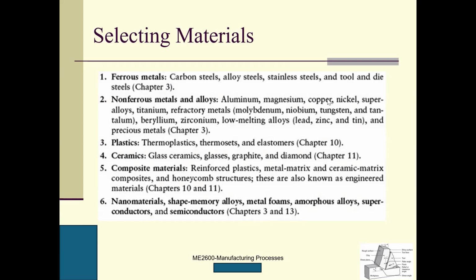So they have aluminum, magnesium, copper, nickel, and superalloy, beryllium, zirconium, and low magnesium alloys there. The plastics, thermoplastics, thermosets, and elastomers, and ceramics, and glass ceramics, glass, graphite, and diamond. Composite materials are actually the combination of these fundamental materials. Also nano materials, shape memory alloys, metal foams, amorphous alloys, and semiconductors. Semiconductors are very, very important for the computer industry.